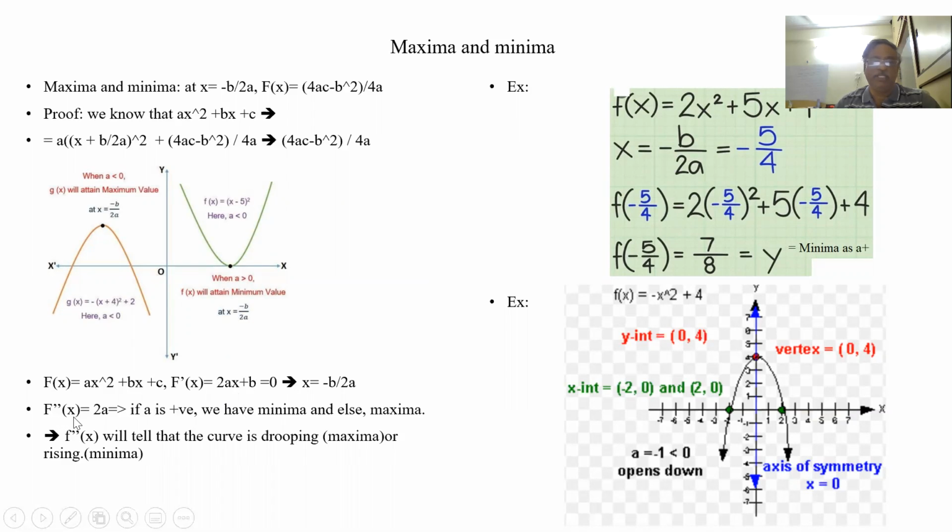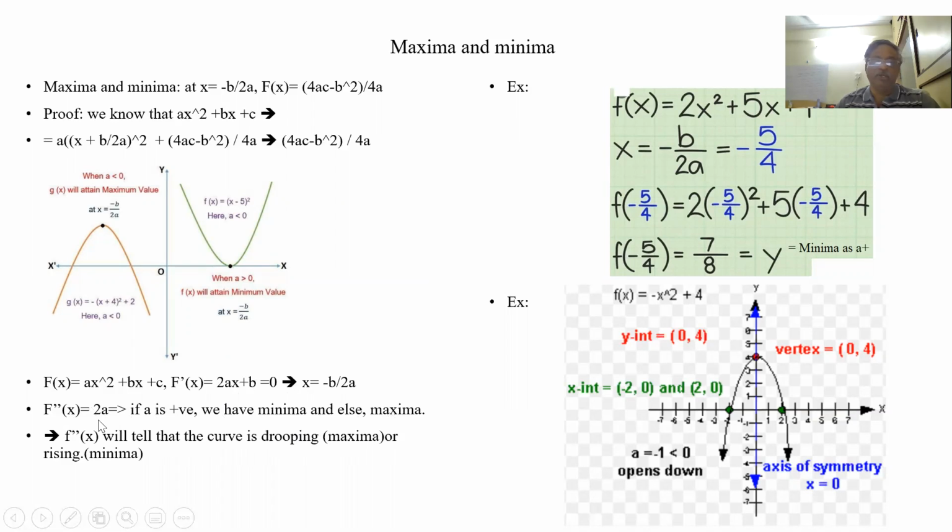Then what is f double dash x? F double dash x is 2a, that is positive. F double dash x positive means we have a minimum. F double dash x negative means we have a maximum. So it depends on the sign of a. If a is positive, we are getting a minimum. If a is negative, we are getting a maximum.